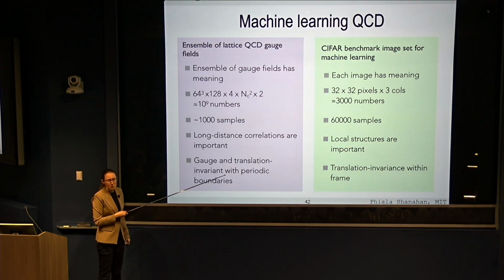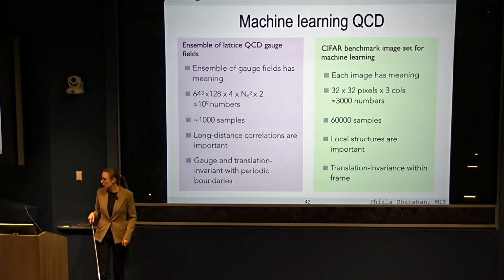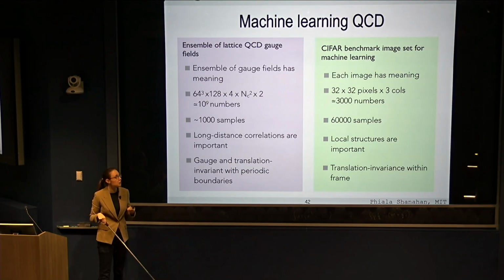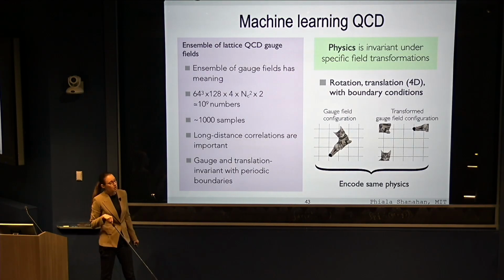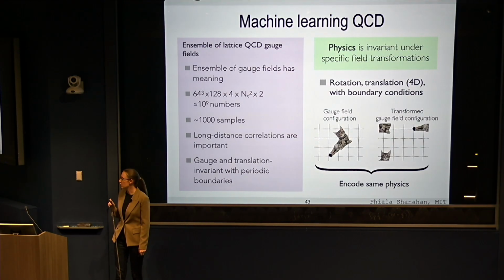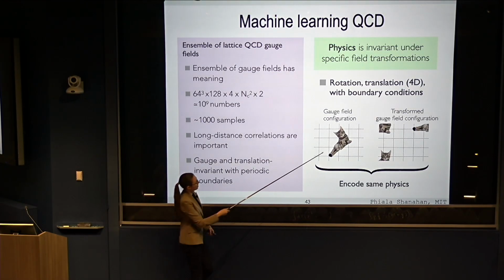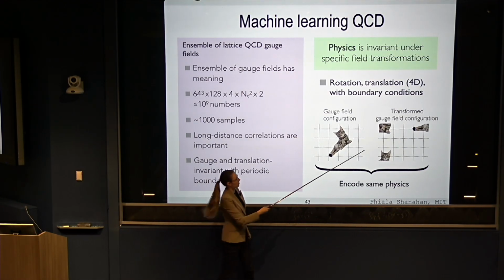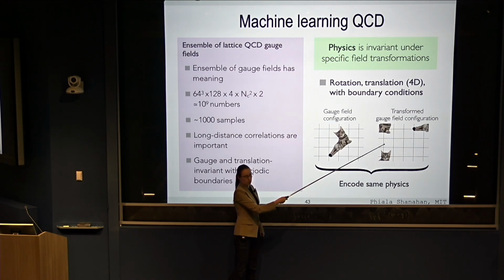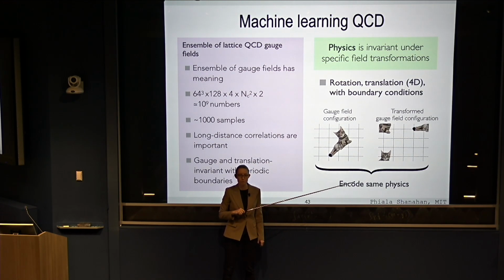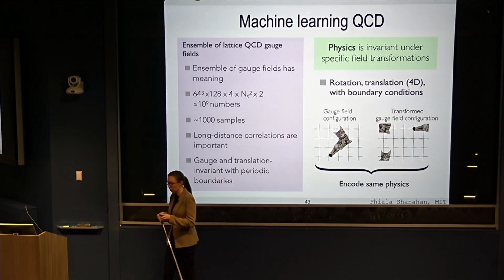There are complicated symmetries that you can't even mock up in the image space, but I will try to. The simplest are translations and rotations with boundary conditions in 4 dimensions. So, okay, if this is a gauge field configuration, this is a transformed field, just a rotation and translation. These are identical from the field theory perspective. They encode the same physics. They must be generated with the same probability. That you can sort of visualize as an image.